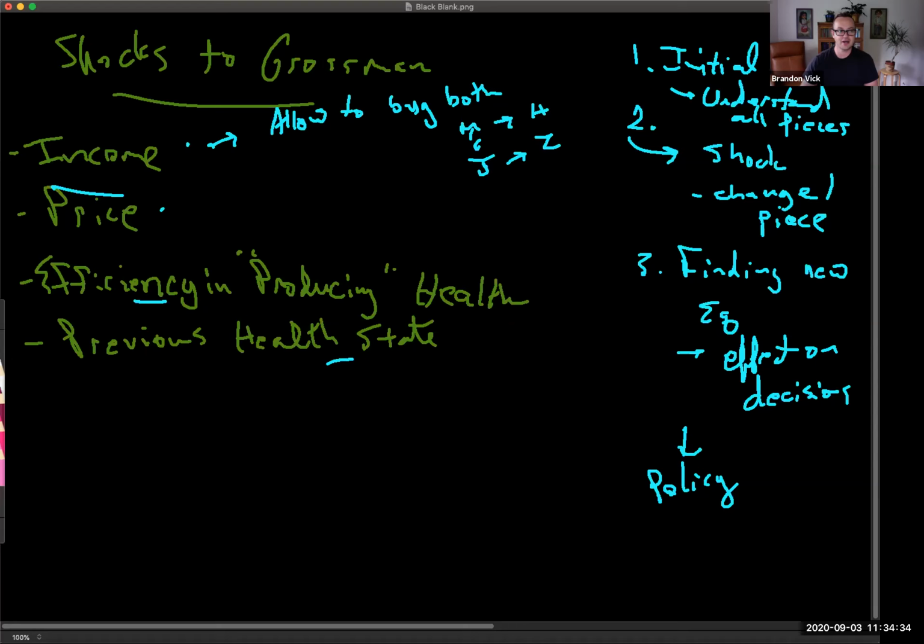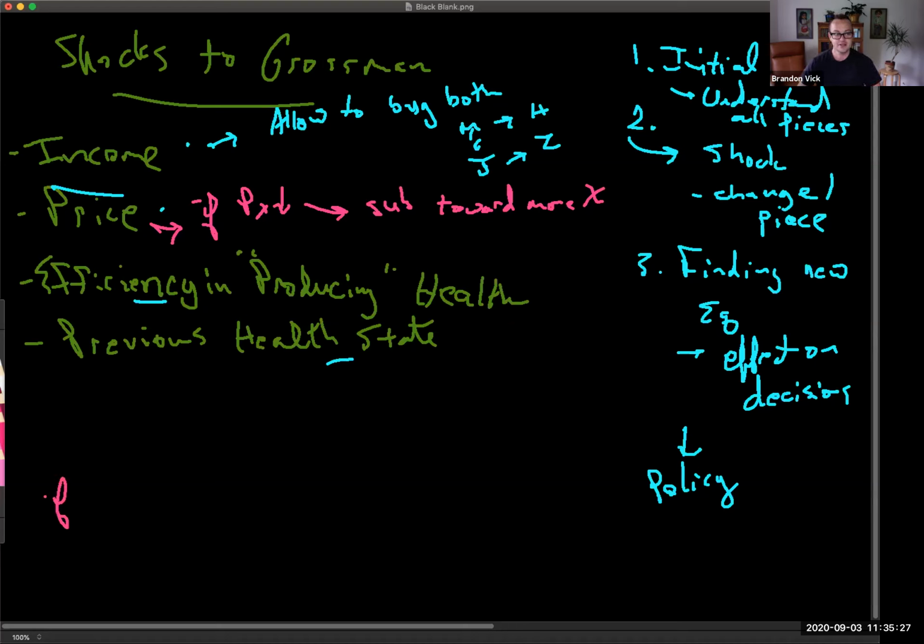A price shock, however, depends on what you're talking about. Prices can go up or down, and prices can be on health-related goods or other stuff. Generally, this is what's going to happen. If the price of X goes down, someone is going to substitute toward more X, and vice versa. If the price of X goes up, people are going to substitute away from X. So what could X be? X could be health-related stuff or non-health-related stuff.